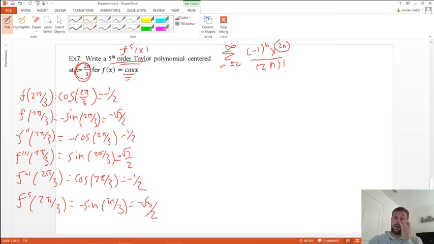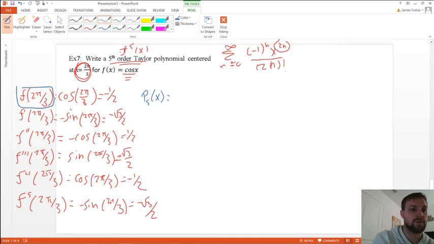All right, cool. So I got down all the derivative values at my new center. And it wants me to write the 5th order polynomial, so I'm going to try to figure out space-wise. I'll do it right here. I'll do P5 of x. I might have to do this in 2 lines, but that's okay. So it's going to be f of 2 pi over 3, which is -1/2.